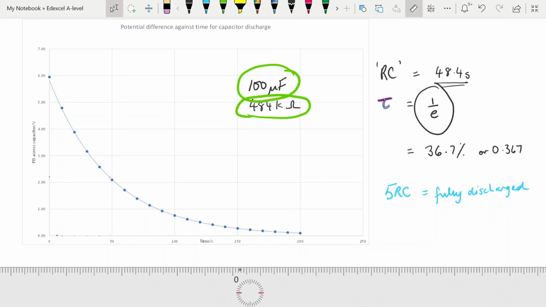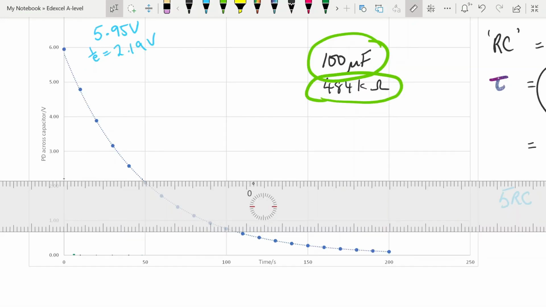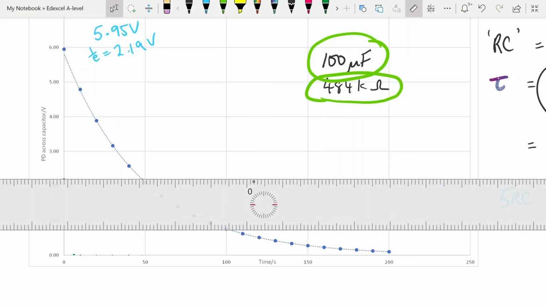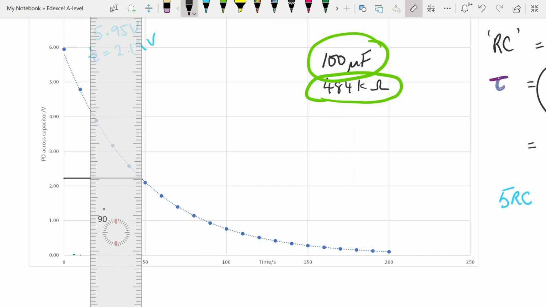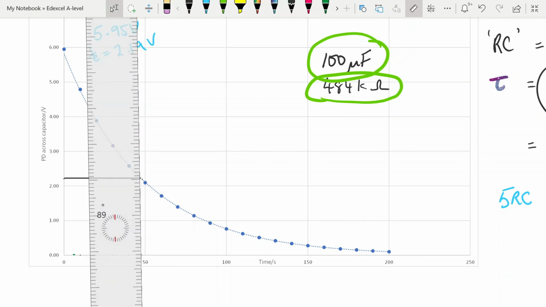We can use a graph like this to find the RC of a circuit if we don't know it. And to do that, we simply say, okay, our original voltage, and in this case it was 5.95 volts, multiply that by 0.367, which gives us 2.19 volts. And if we find 2.19 volts on our graph, and we go across, and we go down, we should be able to get a value for the RC of the circuit.